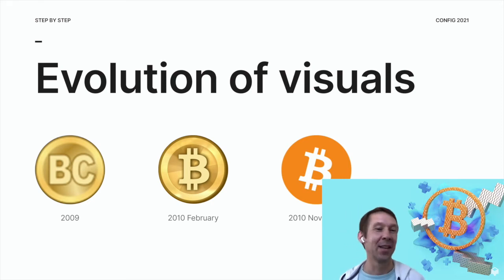of visuals here. So here on the left, you see the first Bitcoin logo or symbol that came up. I think it was in the first UI that was created in 2009, just a simple BC, golden coin, a little bit comic or video game like. Then in February, another version was released, and that borrowed the Thai baht currency symbol for Bitcoin and refined the style a little bit more.